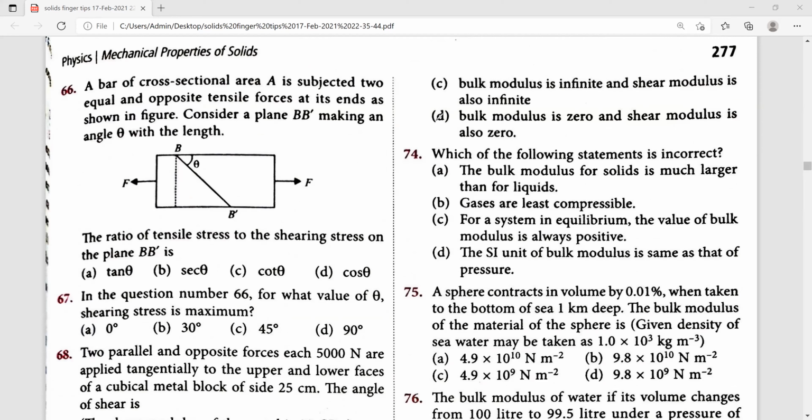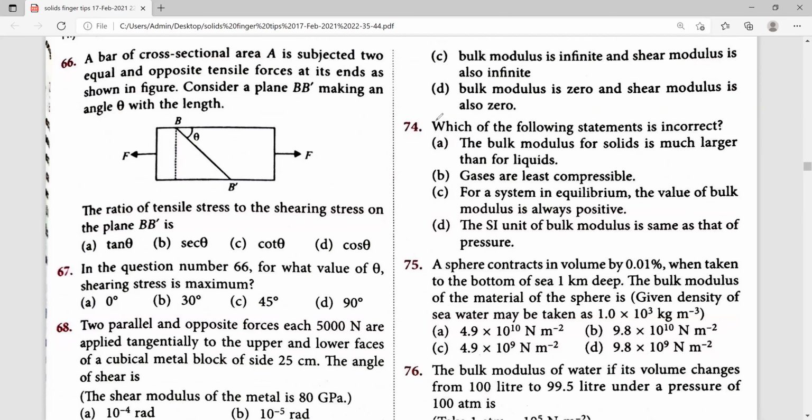Question I am showing here, 66th and 67th.